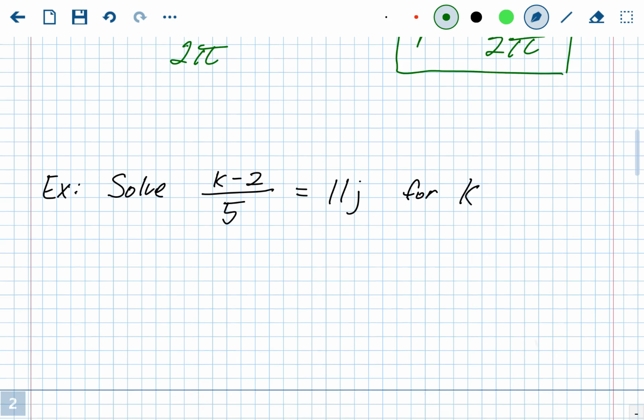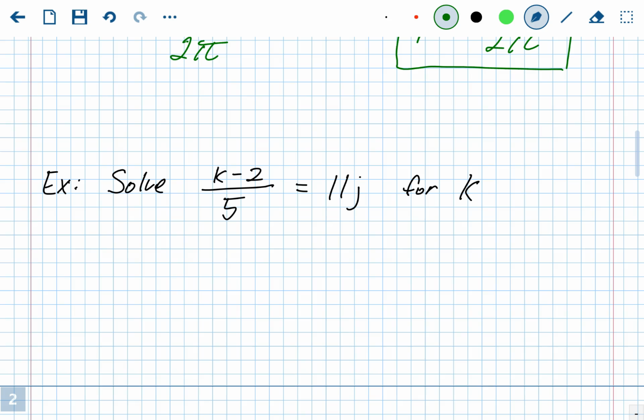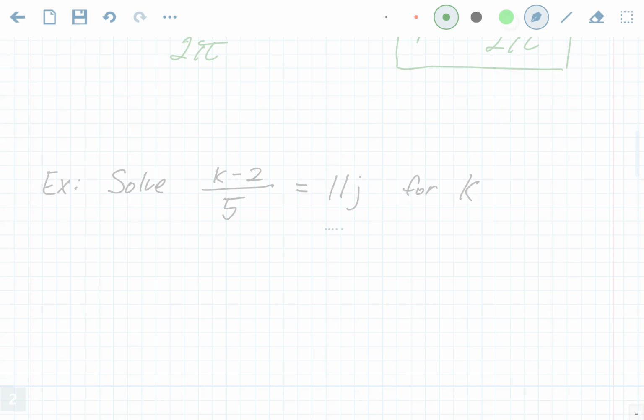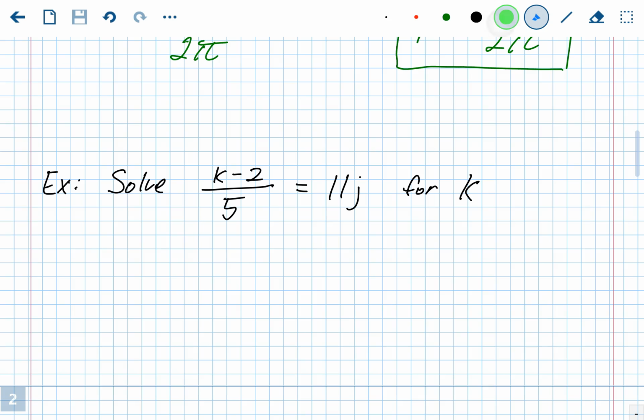All right, this next one. We've got k minus 2 over 5 equals 11j. We're going to solve for k. Okay. Well, again, identify where k is. K is up top. It's on top of this fraction. So we're going to go piece by piece until we get k by itself. It's the same thing as if there was x up there, except now we're not going to figure out what k equals as a number. We're going to figure out what k equals in terms of the rest of the formula.